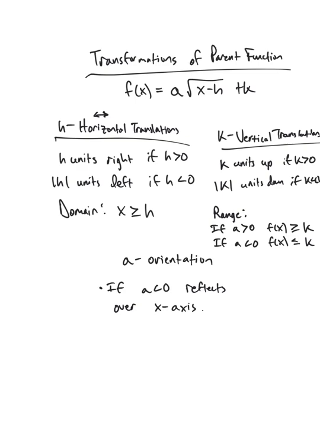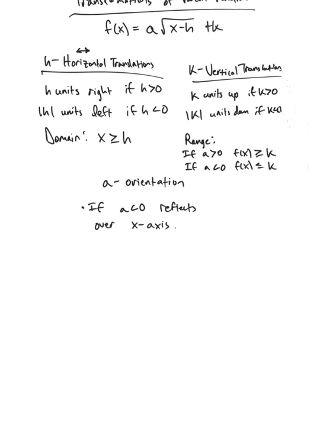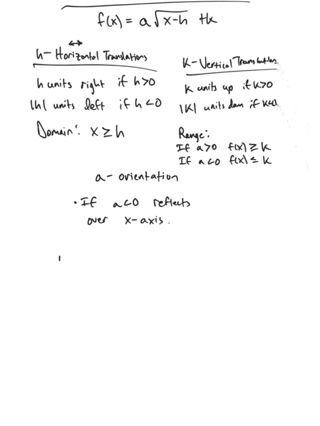All right, let's take a look then. Let's do an example here. I'm going to add another page. Do it back on that previous page. I'm going to scroll a little bit so we're all on the same page here. Let's graph f of x equals square root of x minus 2 plus 5.